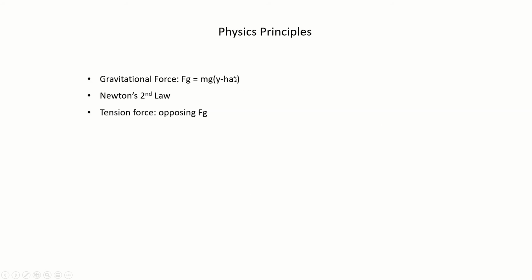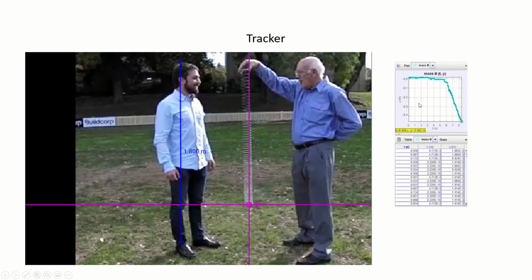The physics principles used in this lab are the gravitational force Fg equals mg times y hat, Newton's second law, which just states that change in momentum over change in time equals F net, and the tension force, which in this case is opposing Fg. And we'll get to that at the end of the lab.